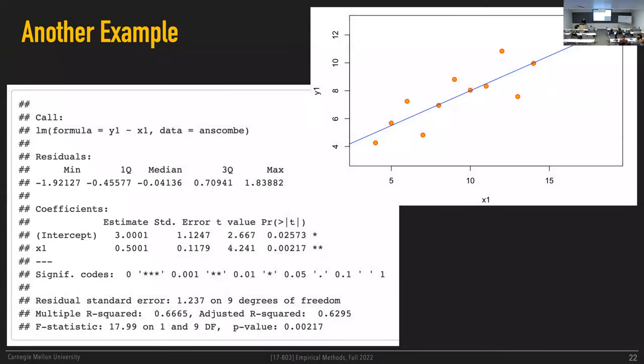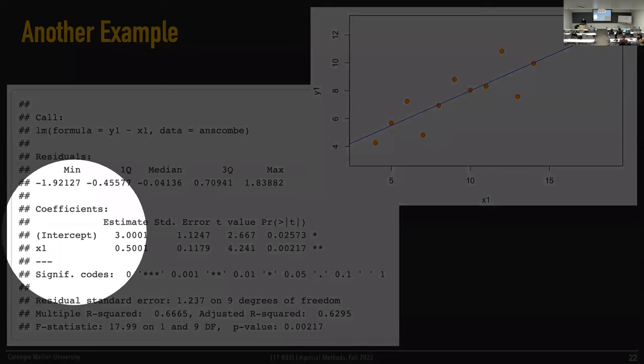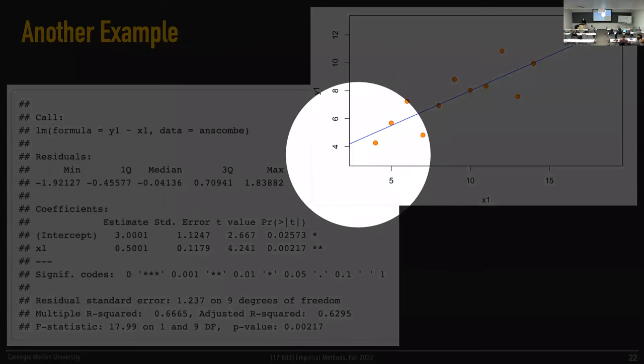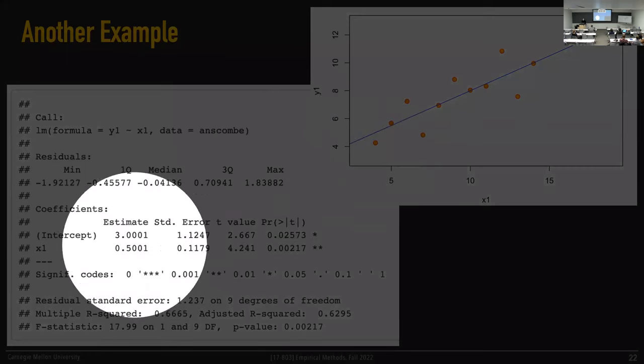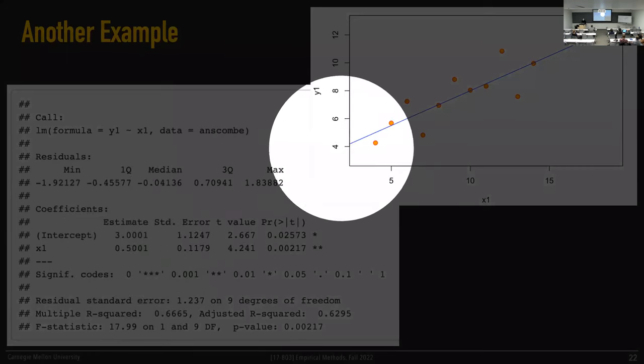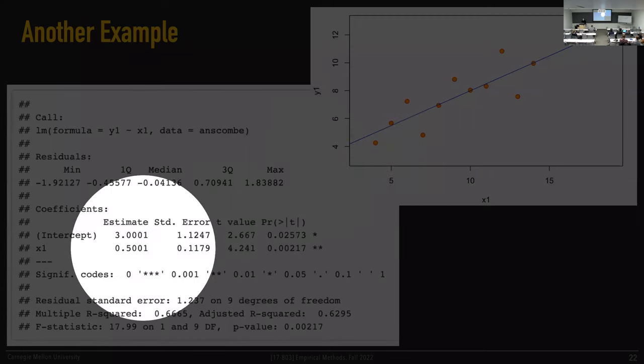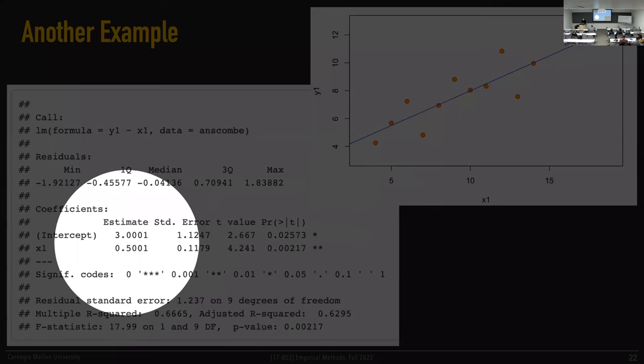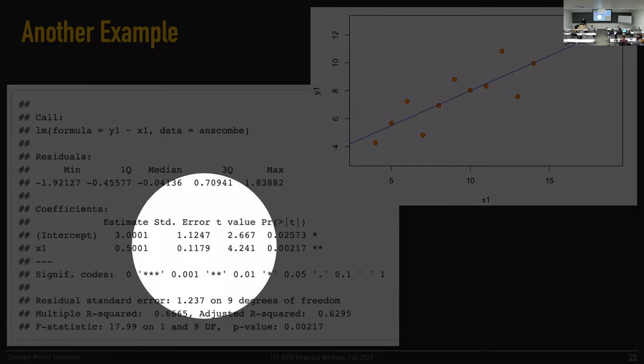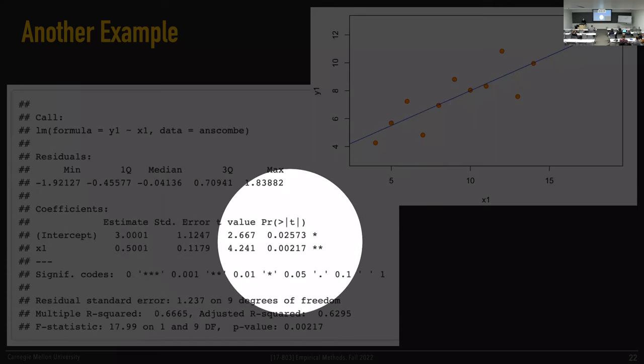Okay, so this tells you what the coefficient estimates are for intercept and for x1. Okay, so intercept is the value of y when x equals 0. And the estimate of that is 3. So you see that here. Doesn't quite look like 3, but that's what the model estimated. And then the slope estimate is 0.5. So your equation would be y equals 3 plus 0.5 times x. Makes sense? And then you have your standard errors, t statistics, and you have some p value that tells you what?